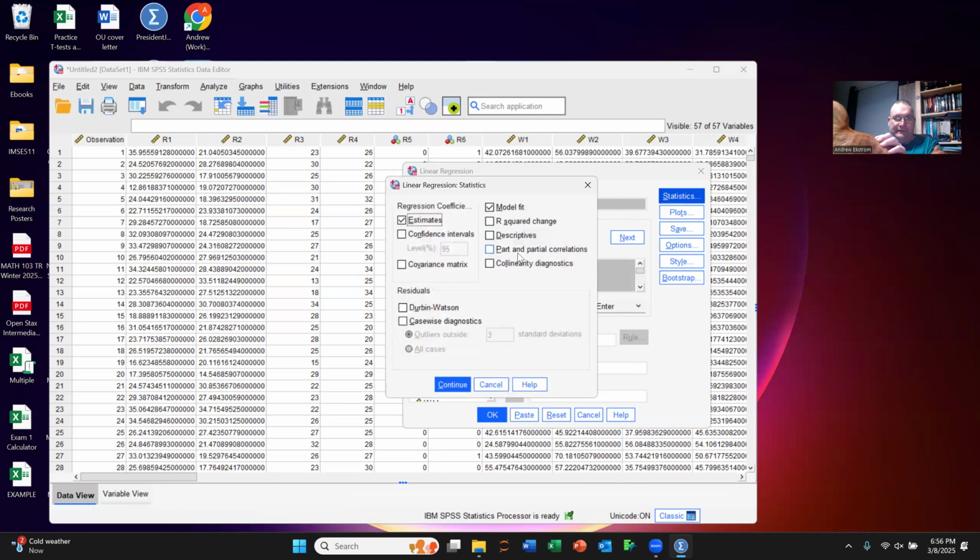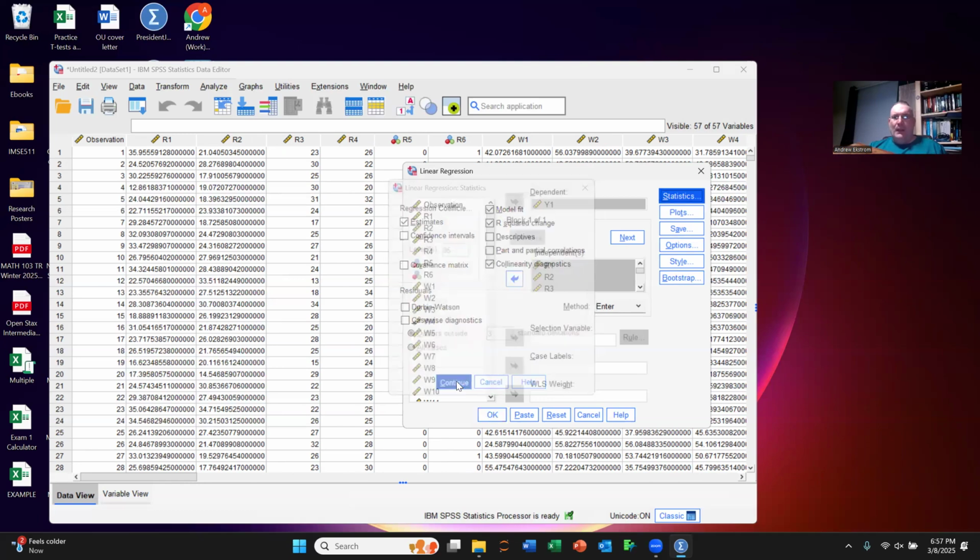With statistics, I definitely want the collinearity here. Something that might help you understand what's actually going on here. Not necessarily something that, say, a true professional would need, but it might be useful for all of you to look at R squared change, see what's going on.